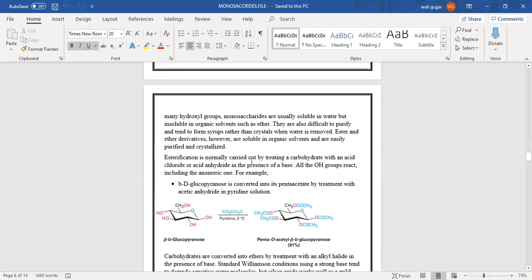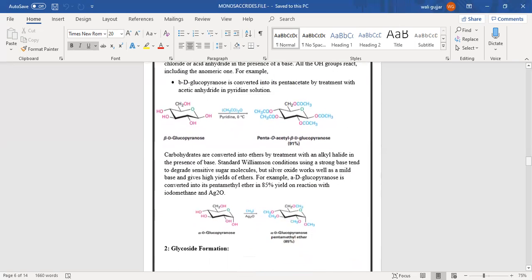Esterification is normally carried out by treating a carbohydrate with an acid chloride or acid anhydride in the presence of a base. For example, in this reaction you can see beta-D-glucopyranose is converted into penta-O-acetyl-beta-D-glucopyranose in the presence of acetic anhydride, and the reaction is carried out in the presence of pyridine at 0 degrees Celsius.